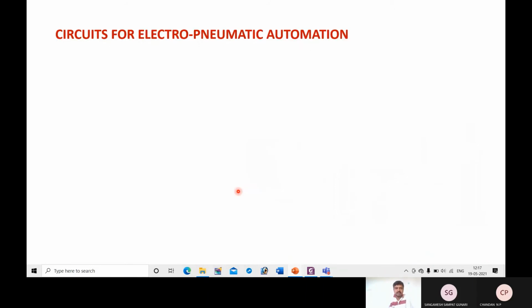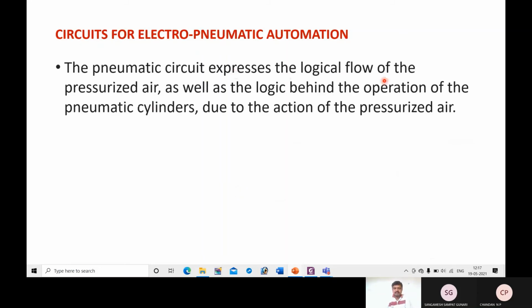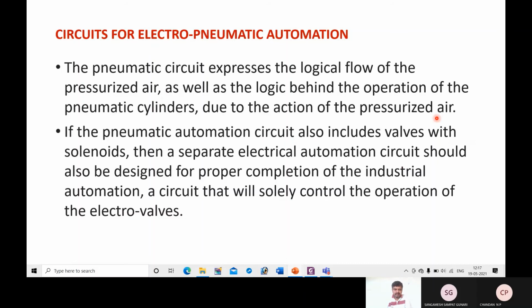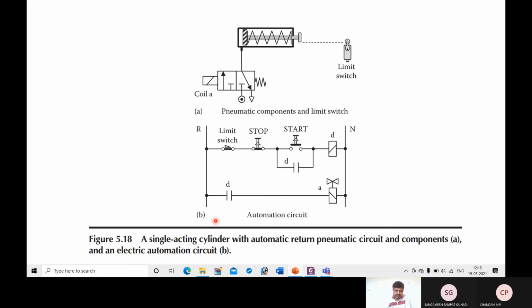Next, circuits for electro-pneumatic automation. The pneumatic circuit expresses the logical flow of the pressurized air as well as the logic behind the operation of the pneumatic cylinders due to the action of pressurized air. If the pneumatic automation circuit also includes valves with solenoids, then a separate electrical automation circuit should also be designed for proper completion of the industrial automation. A circuit that will solely control the operation of the electro valves. This is an example of a pneumatic circuit and automation circuit.